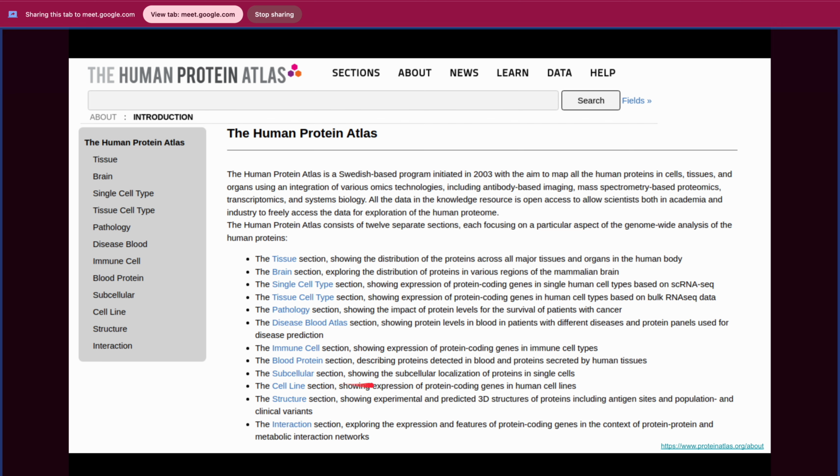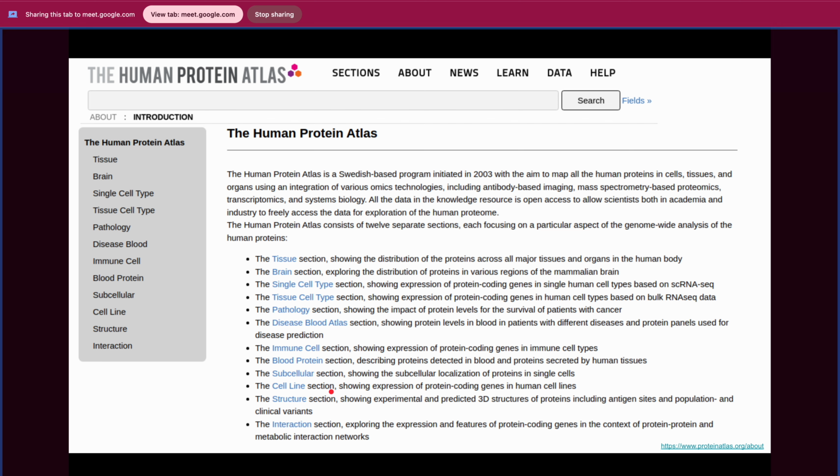Then subcellular section comes. So it means that the subcellular localization of a protein will be discussed, that inside the cell where it is expressed, whether it is expressed in the nucleus or membrane or Golgi body or mitochondria, which organelle. So all those things will come under subcellular section.